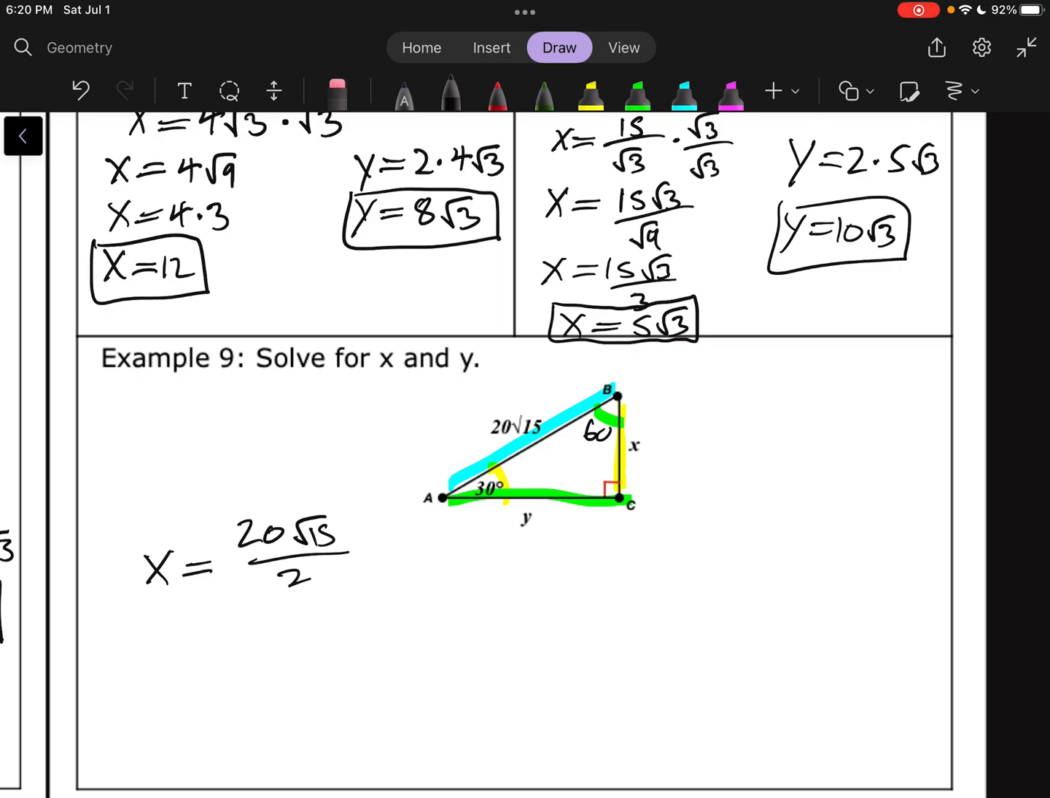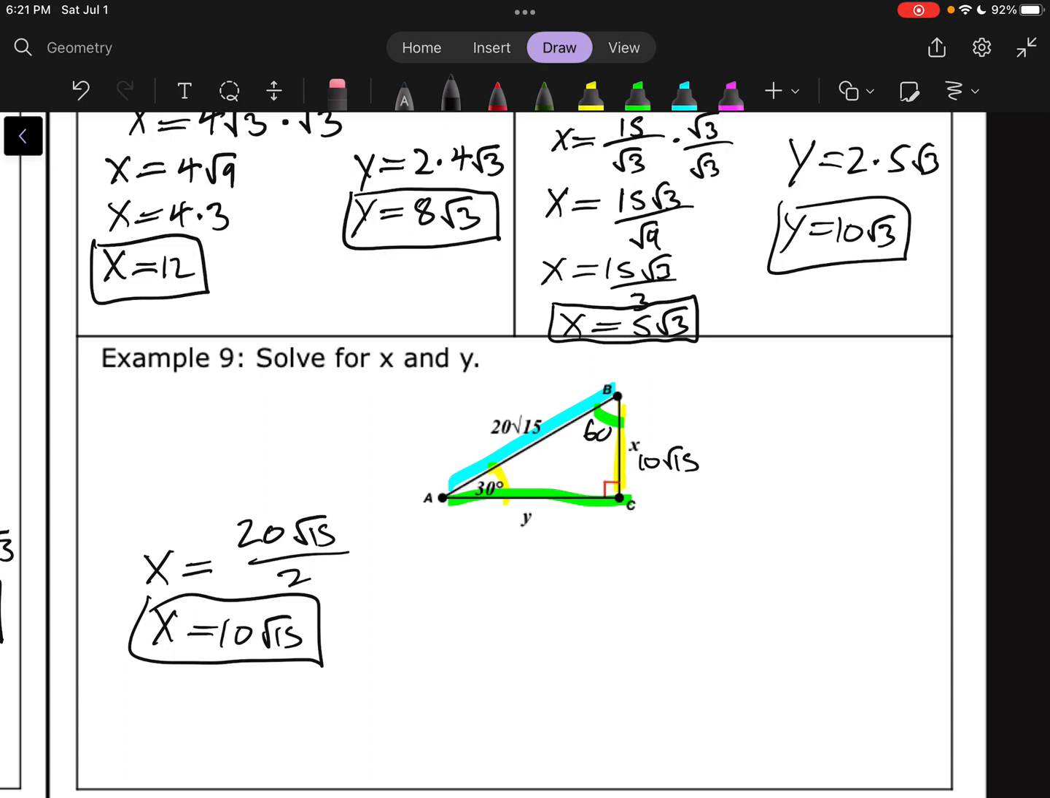Now, we don't need to do any sort of rationalizing because it's not a radical on the bottom. We've got some whole numbers on the numerator and the denominator. So 20 divided by 2, that's 10 root 15. So x should be 10 root 15. We can't simplify root 15. We could break it down into a 3 and a 5, but we're not going to get any perfect squares out of that. So leave it as 10 root 15.